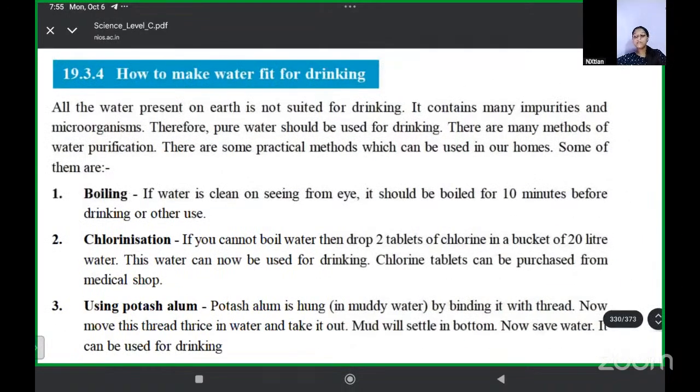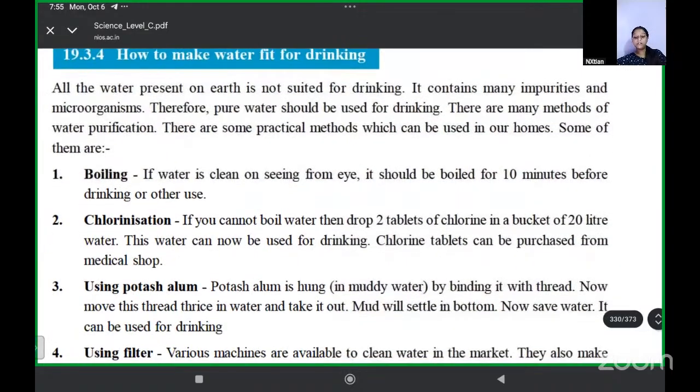Now, how to make water fit for drinking? All the water that is present on earth is not suitable for drinking because it contains many impurities and microorganisms. Therefore, pure water should be used for drinking. There are many methods of water purification, for us to make this water pure and fit for drinking. There are some practical methods which can be used in our homes.